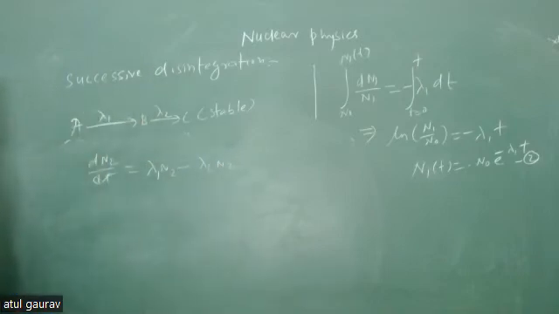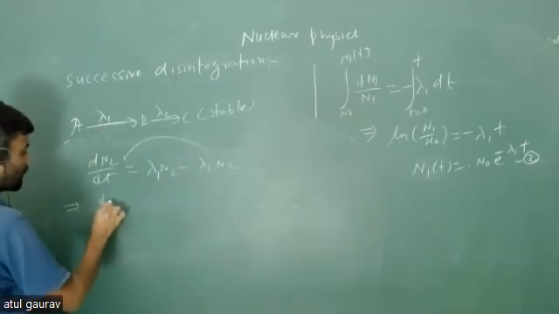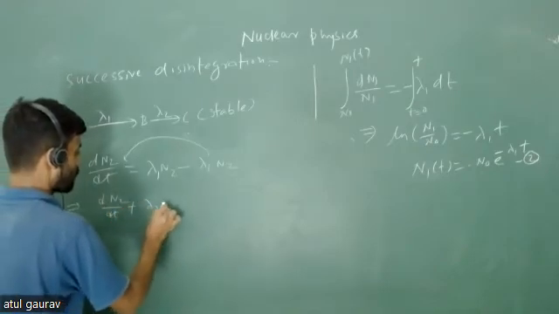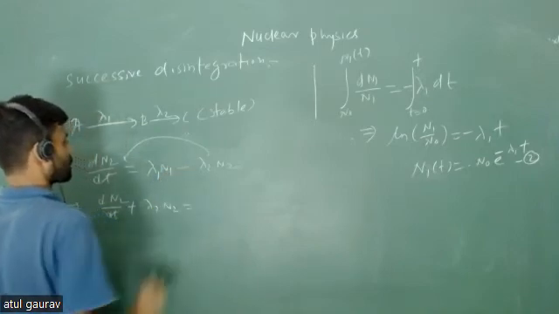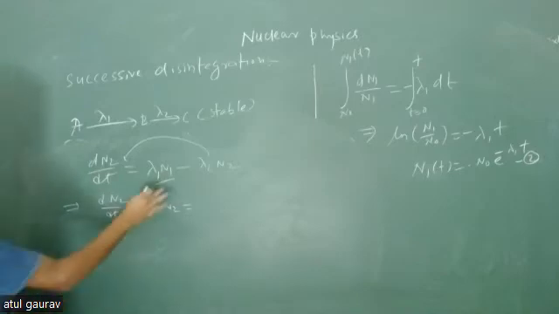Is it clear? Yes, sir. Now if you bring this term on the left hand side, it will be dn2 by dt plus lambda 2 n2 equals lambda 1 n1, right?